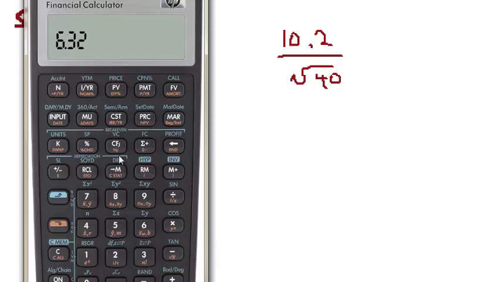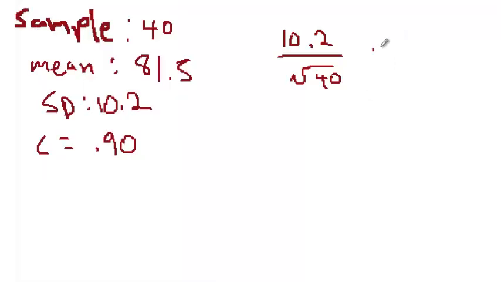Okay, 6.32. So we'll say 10.2 divided by 6.32, and it gets us 1.61. So our population standard deviation is 1.61.